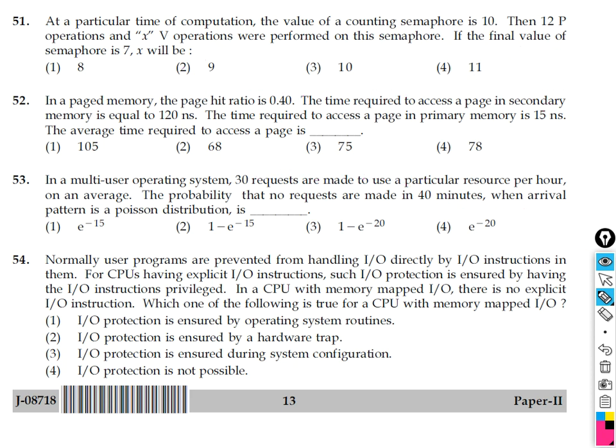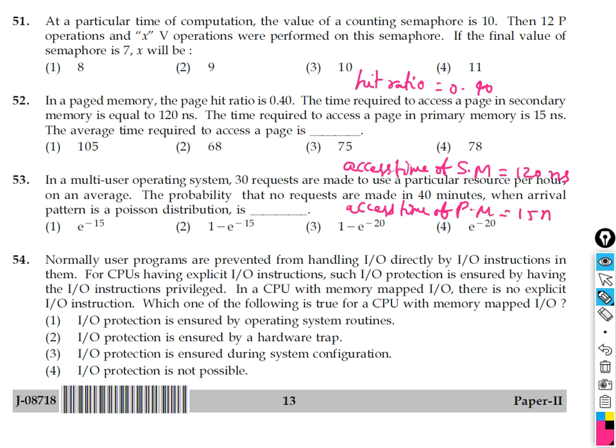See the next question. In a paged memory, the page hit ratio is 0.40. What is the hit ratio? Hit ratio is 0.40. The time required to access a page in secondary memory is equal to 120 nanoseconds. Access time of secondary memory is equal to 120 nanoseconds. The time required to access a page in primary memory is 15 nanoseconds. Access time of primary memory or main memory is equal to 15 nanoseconds.